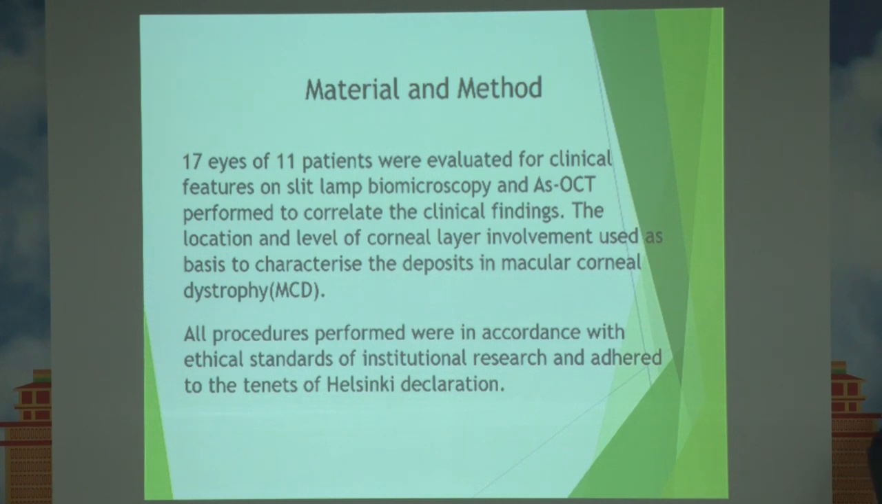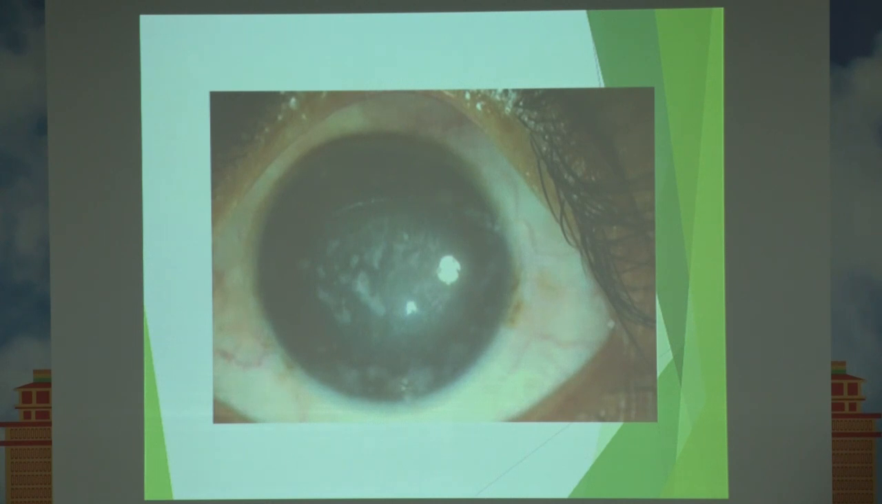17 eyes of 11 patients were evaluated for corneal features on slit lamp biomicroscopy, and AS-OCT was performed to correlate the clinical findings. The location and the level of the corneal layer involvement were used as the basis to characterize the deposits in macular corneal dystrophy. All procedures were performed in accordance with the ethical standards of the institutional research committee and adhere to the tenets of the Helsinki Declaration.